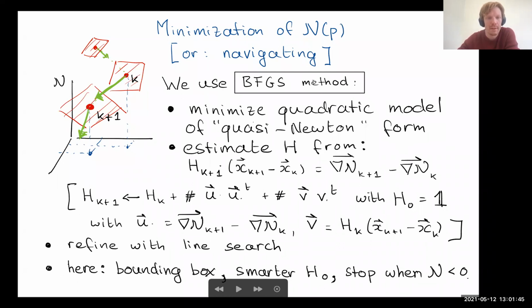That's sort of where it really shines. But in this case, we found that it's totally adequate. Also, if you just want to find the point where the navigator function is negative.